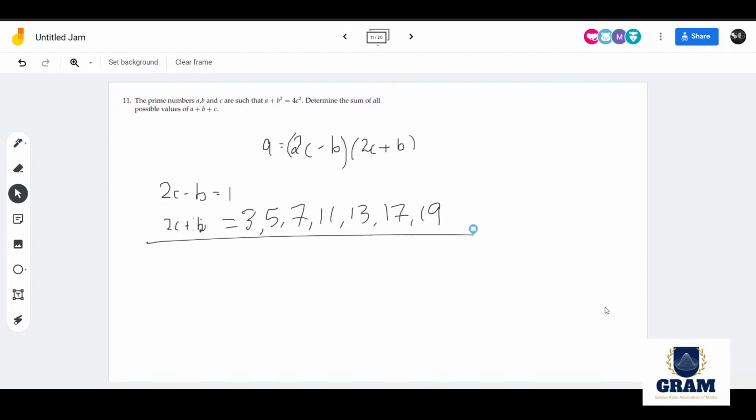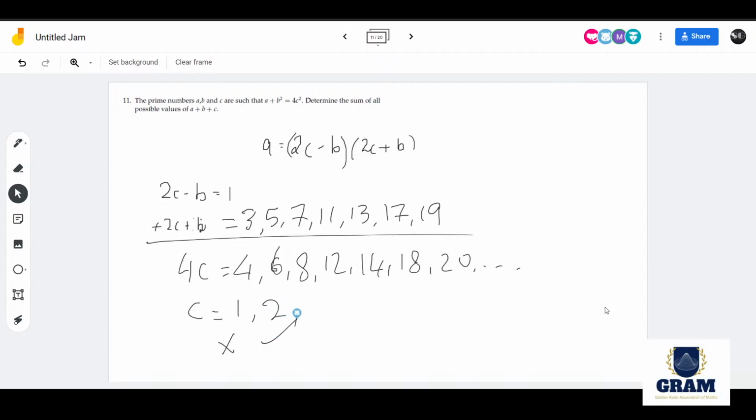So you could just add both of them. So you get 4c equals 4, and then 6, 8, 12, and 14, 18, 20, and then it goes on. So what you get is c equals 1, which would obviously be rejected, and then c would be 2, which can be accepted. We have to check this. And then you get 3, you get 5. These are the values we need to check.